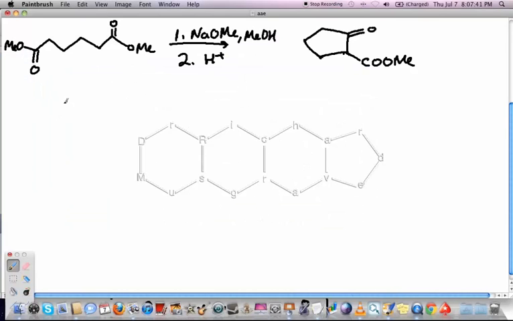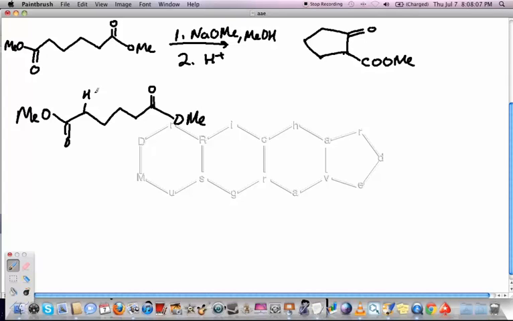So here we've got a diester. Again, note that the ester groups match the base as well, so we've got OMEs everywhere, including in the base and the solvent. And what's going to happen here is pretty similar to what we observed in the Claisen reaction.